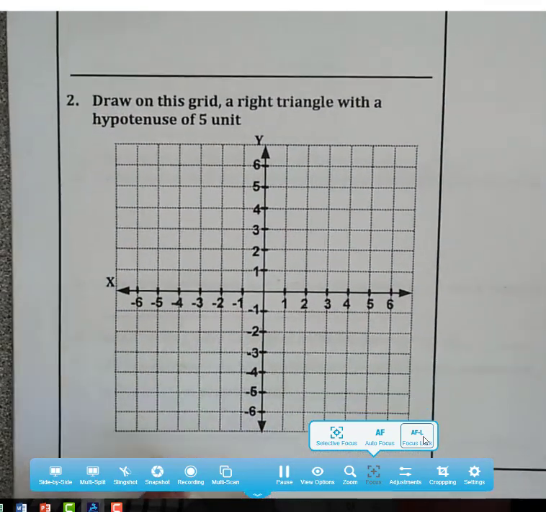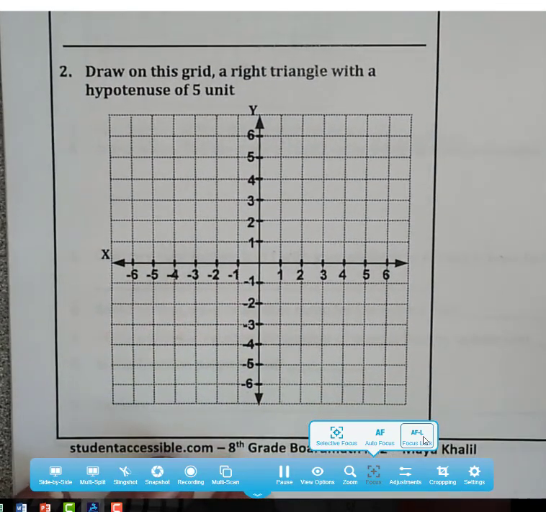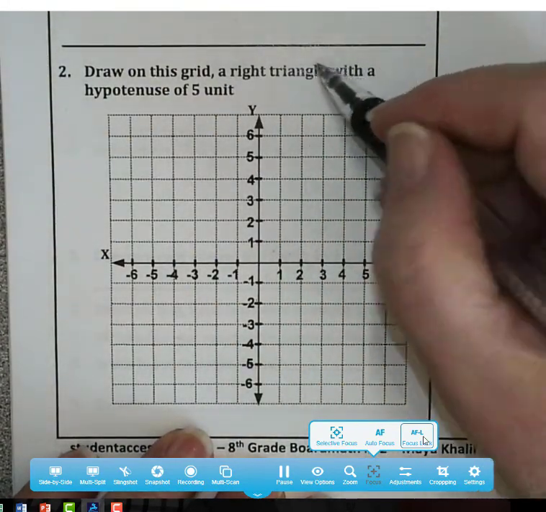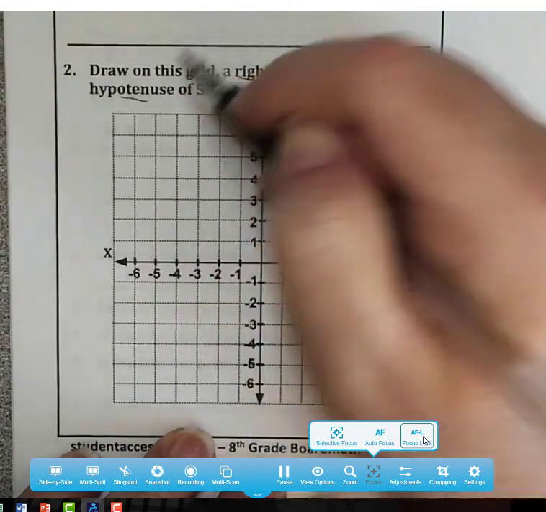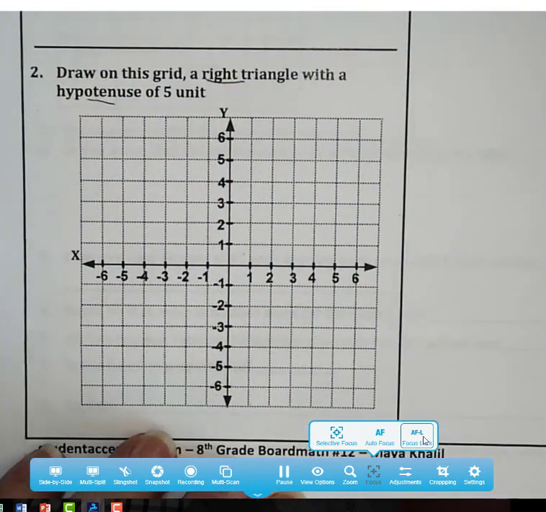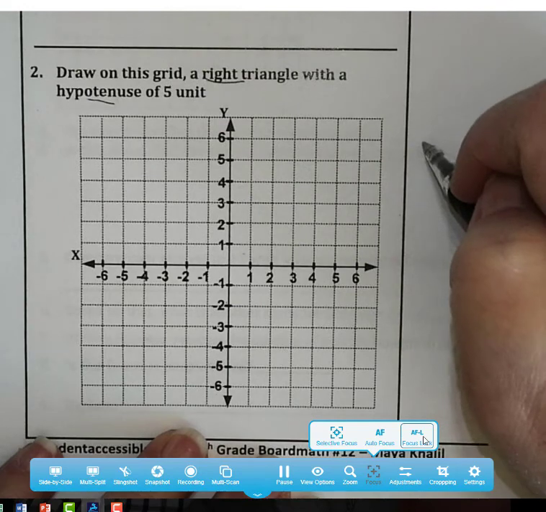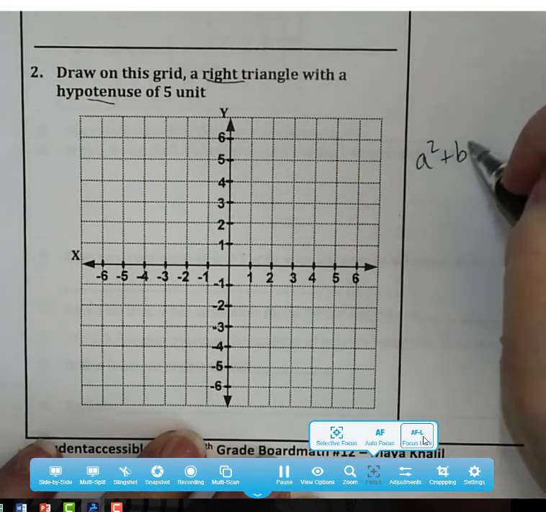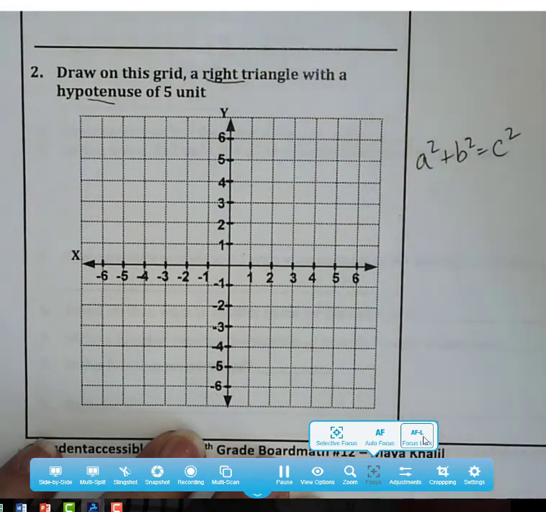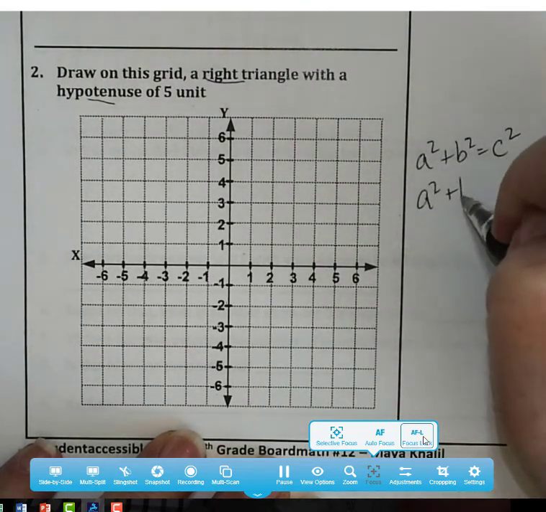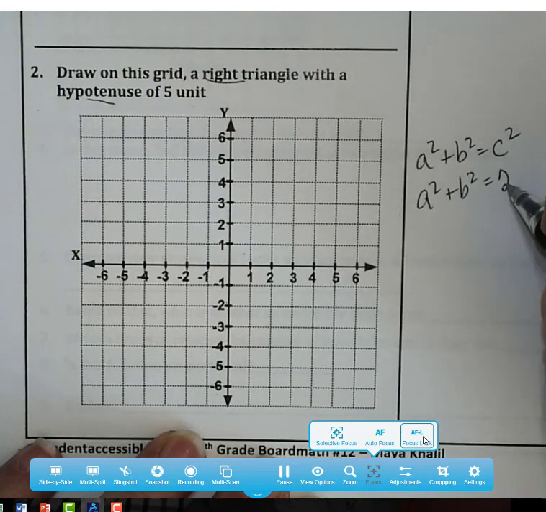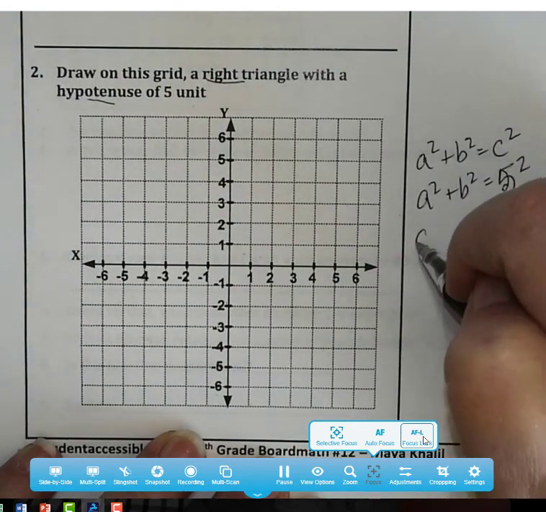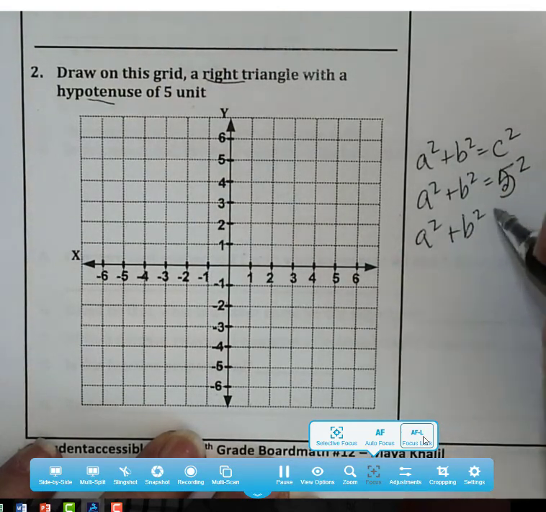Number 2. Draw on this grid a triangle with the hypotenuse of 5. So if it's asking us to draw a right triangle and it's talking about a hypotenuse, it's talking about using the Pythagorean theorem. So we have a squared plus b squared equals c squared. Well, it's telling us that the hypotenuse is 5. So a squared plus b squared equals 5 squared. Therefore, a squared plus b squared equals 25.